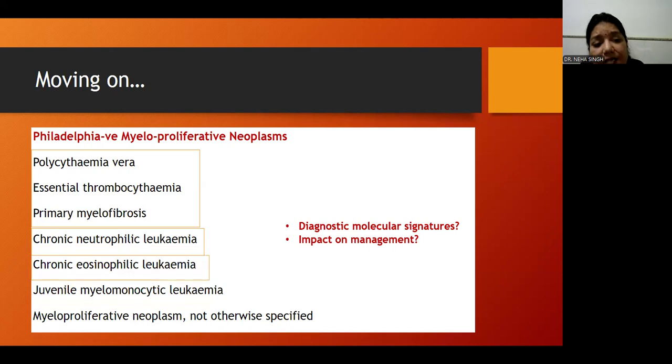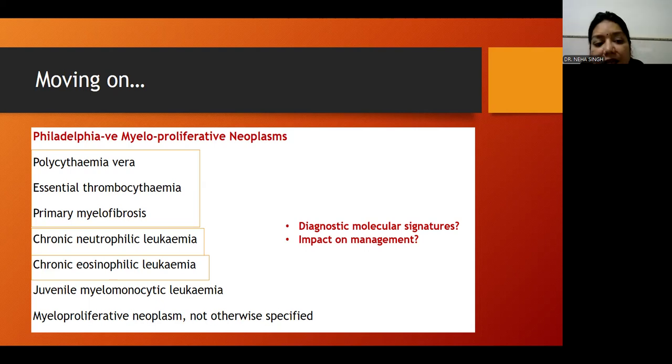Then the next entity is chronic eosinophilic leukemia, which is a diagnosis of exclusion. You need to rule out the AMLs with common fusions such as inversion 16. You need to rule out systemic mastocytosis. You need to rule out the other myeloid neoplasms associated with eosinophilia, such as PDGFR A, B, FGFR1, etc., to label something as chronic eosinophilic leukemia. This becomes important because the PDGFR-A rearranged myeloid neoplasms will respond well to TKIs.